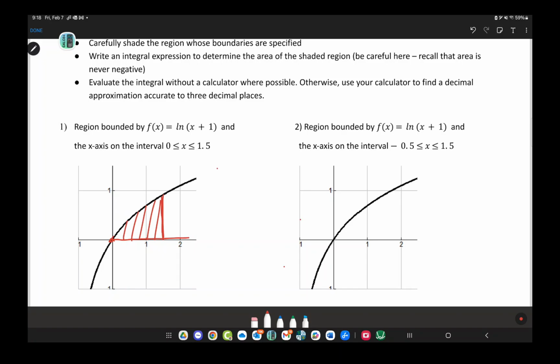So when we do the integral from 0 to 1.5 of the natural log of x plus 1, dx, this right here is the height, dx, delta x, the fact that we're going to do this using the bounds. So the bounds along with delta x of this right here would be your width.